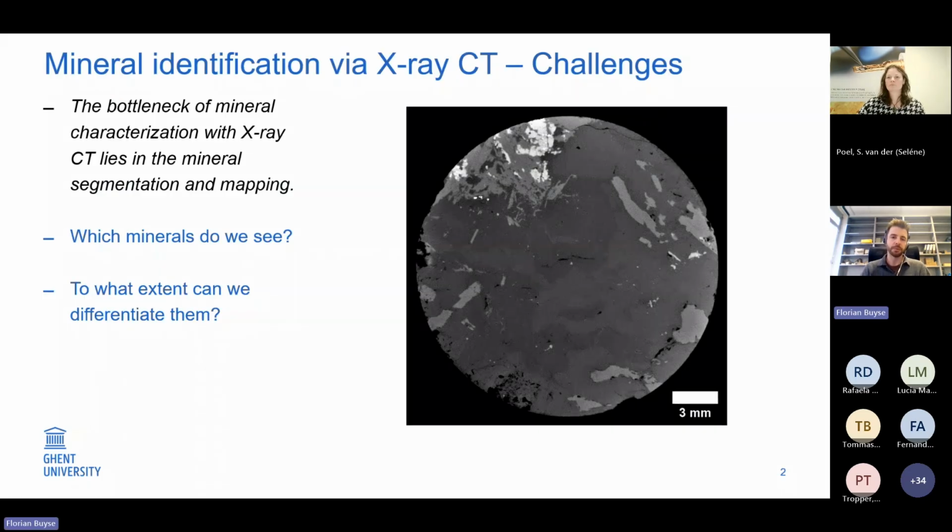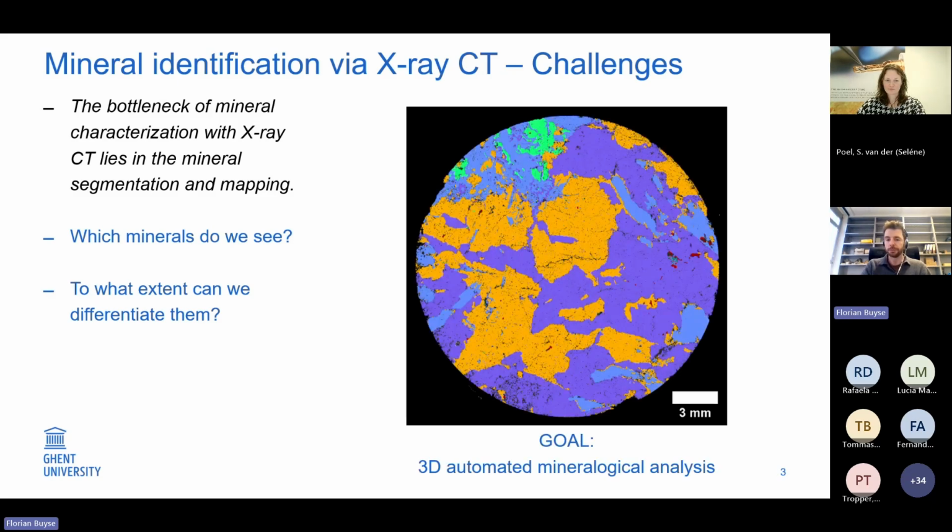The main problem with mineral identification via X-ray CT is really: can we segment all the minerals that we can see in an image such as this one and really map their distribution in 3D? So the first question is, which minerals do we see and to what extent can we really differentiate them? Ultimately, the goal is to automate mineralogical analysis in 3D and combine this with other techniques as a verification process.